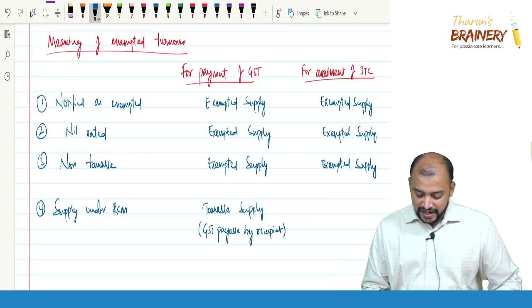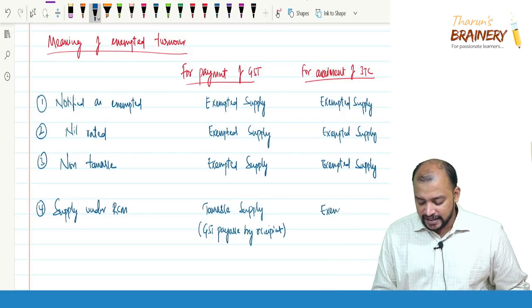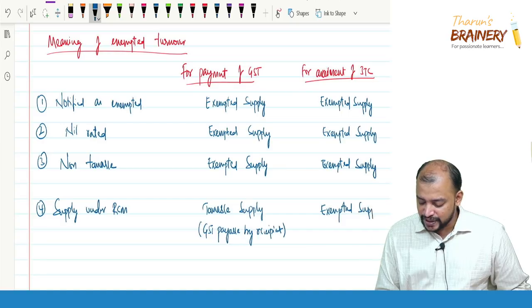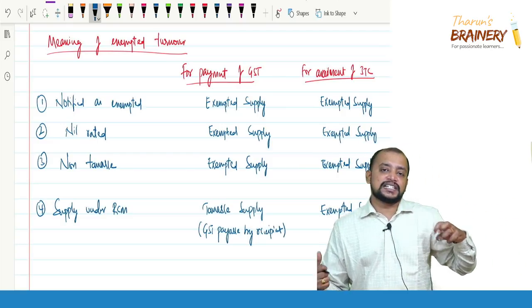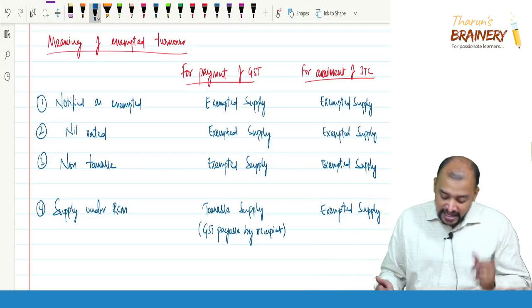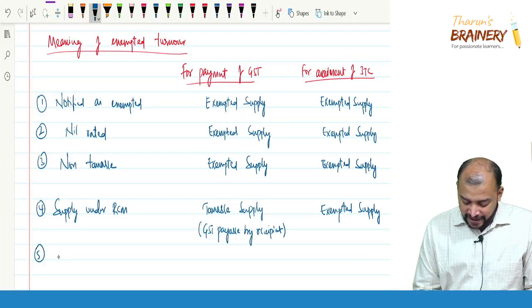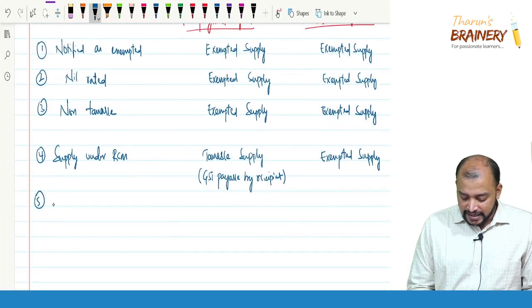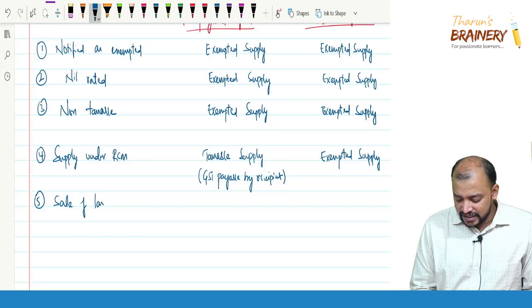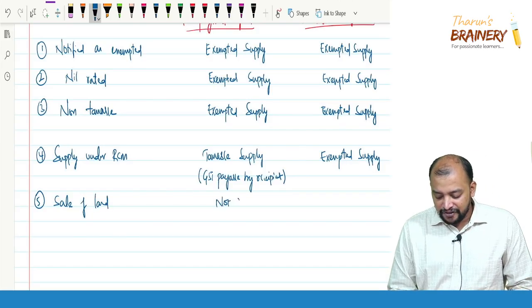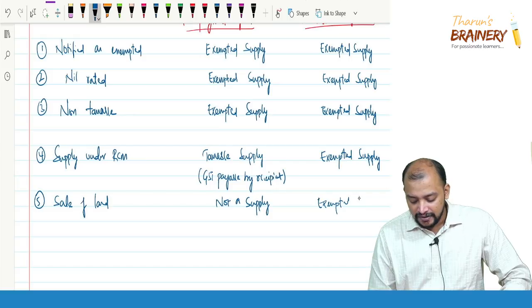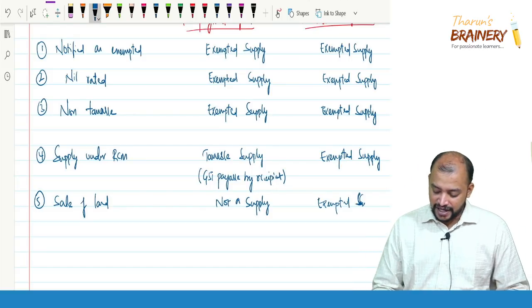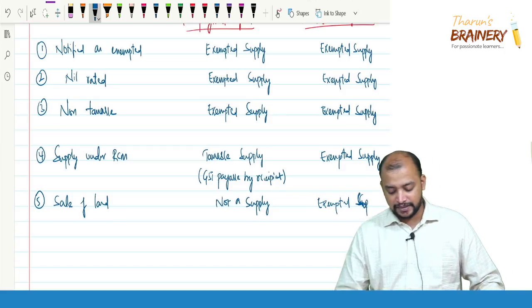But for availment of ITC, it will be treated as exempted supply. So this is something serious, which means that when my outward supply is covered under RCM, I cannot take GST paid on my inward supply as ITC. So this is about number 4. Number 5, sale of land. First of all, sale of land is not a supply for the purpose of payment of GST, but for the purpose of availment of ITC, it is treated as exempted supply.